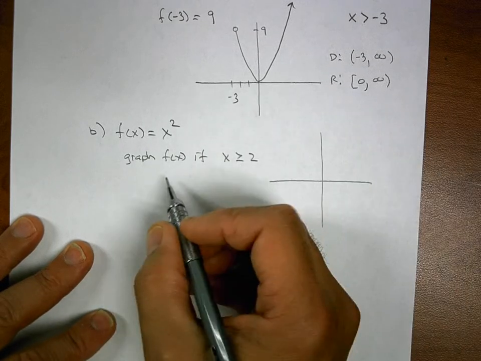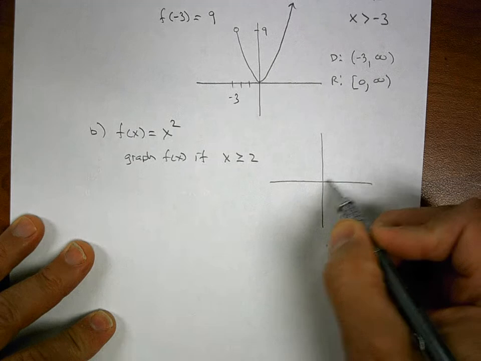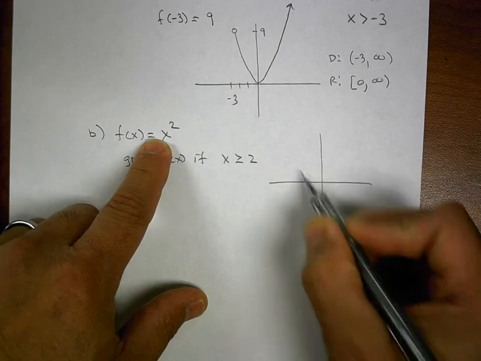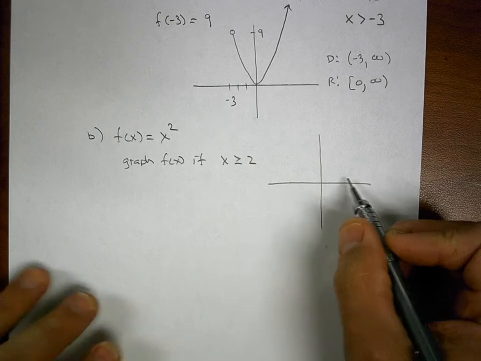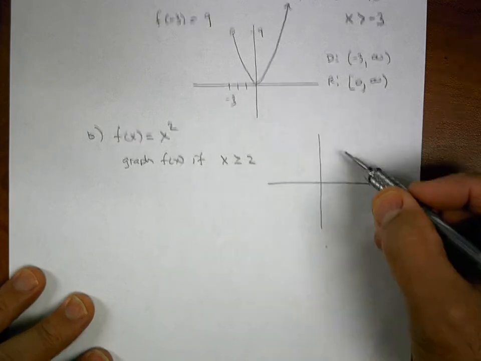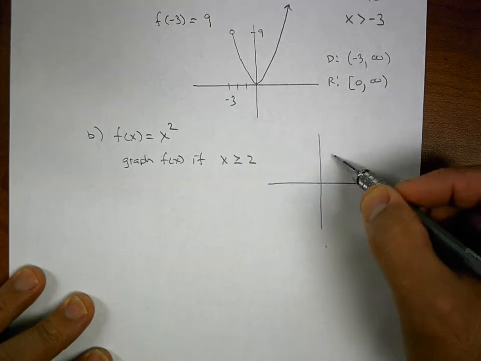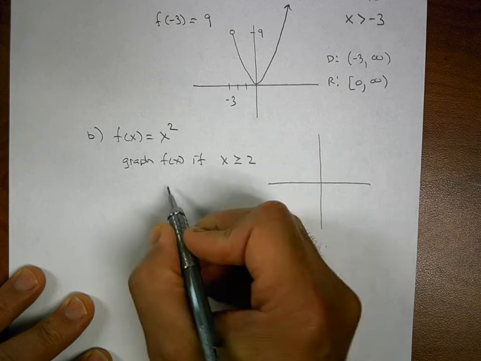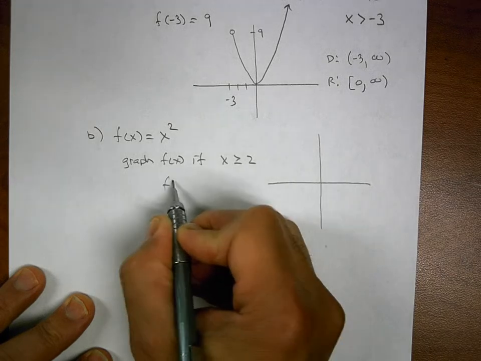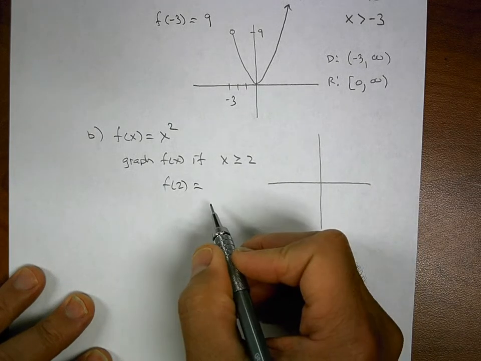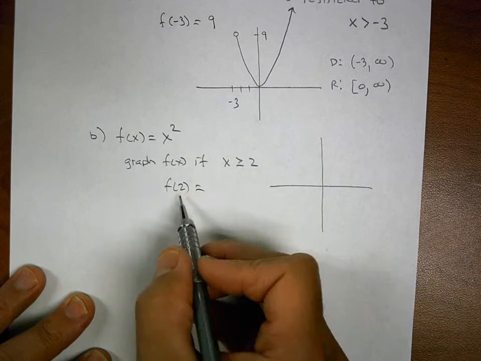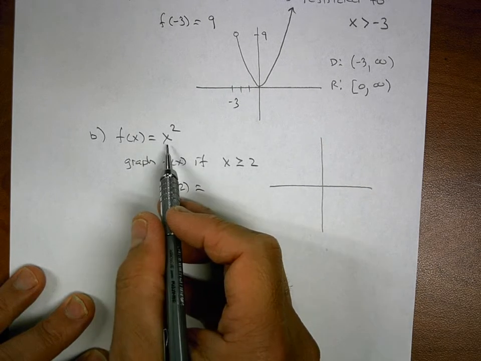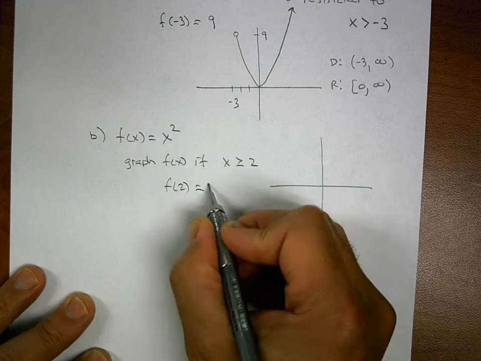Okay, so it looks like this. Here's our regular parabola, y equals x squared. We just want to see this part over here, when x is bigger than 2. So we need to put our pencil down somewhere and start this thing. Where do we start? Well, we have to figure out where f of 2 is. So what is f of 2? 4. Good. 2 squared is 4.